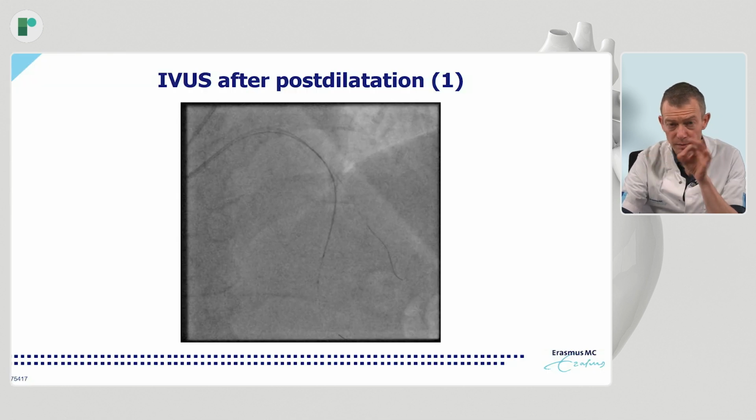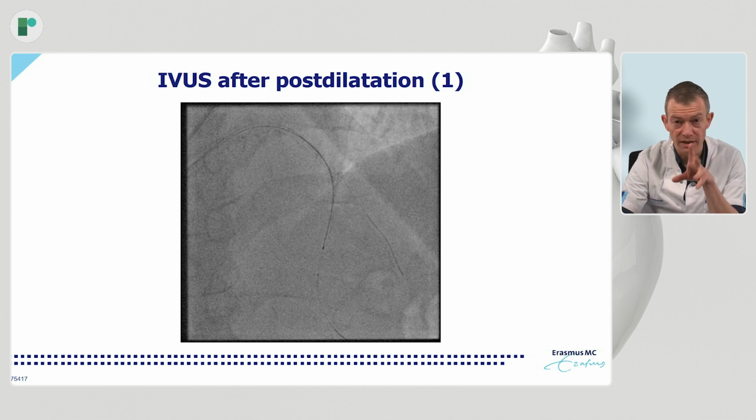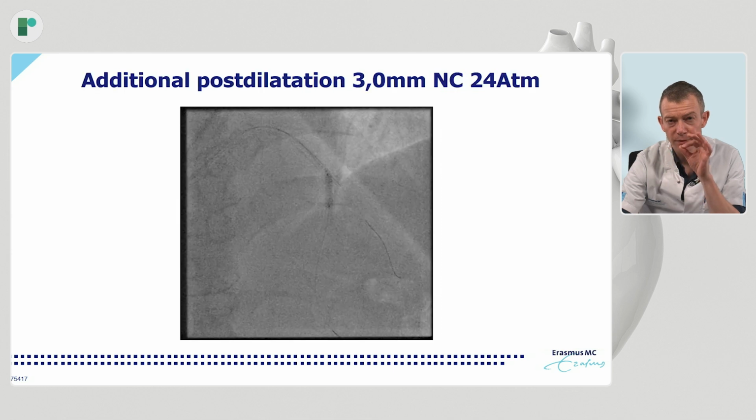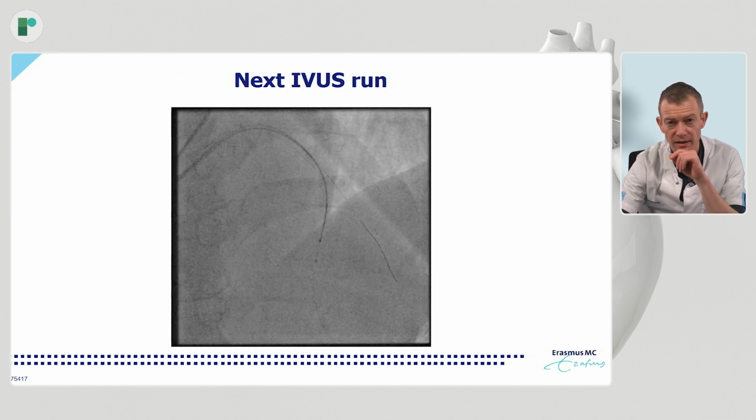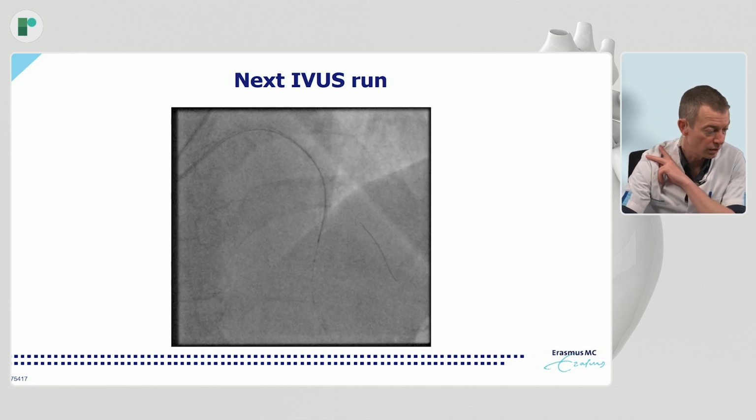Again, please remember, we didn't look at the diagonal yet. We didn't shoot any angios, the patient was completely stable. So here we used a 3.0 and additionally I think a 3.5 balloon at 24 atmospheres for around 30 seconds to do some more aggressive post-dilatation exactly at the spot where the underexpansion was noticed. And then we did a final IVUS run here in the LAD to look at the effect of this post-dilatation.